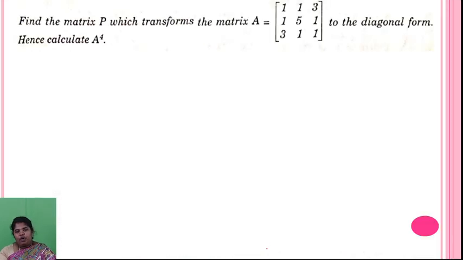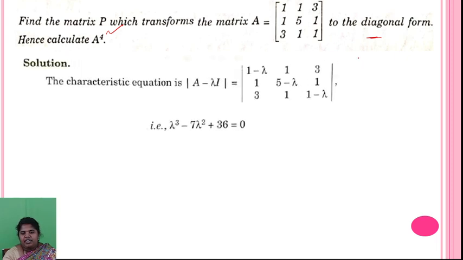Now we will see a problem. Find the matrix P which transforms the matrix A to the diagonal form and hence calculate A power 4. So we are going to form a matrix P which helps to transform the given matrix A to a diagonal form and then calculate A power 4.